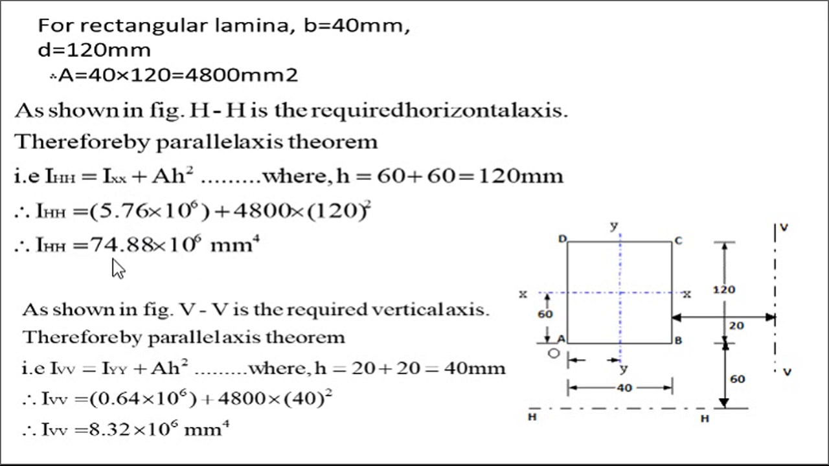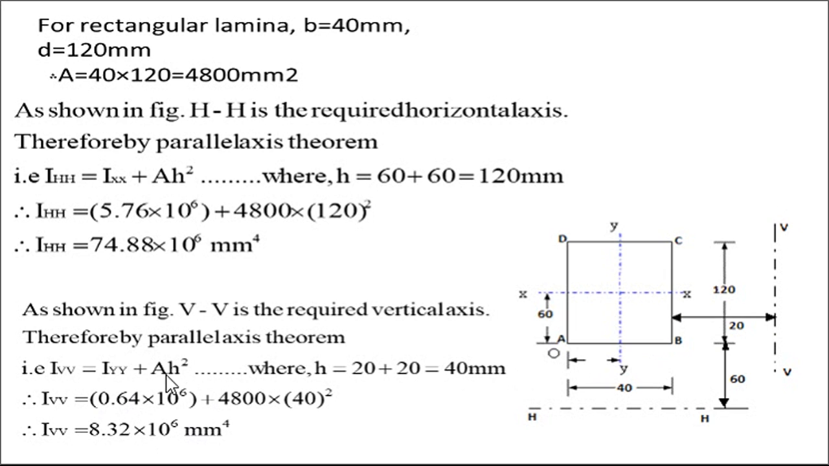After that, in the figure you can see the VV axis is also there, which is a required vertical axis about which we have to determine the moment of inertia. The distance from the side of the lamina is 20 mm. You can see this vertical axis is away from the lamina by about 20 mm. This is the VV axis. We have to determine the moment of inertia about this VV axis.